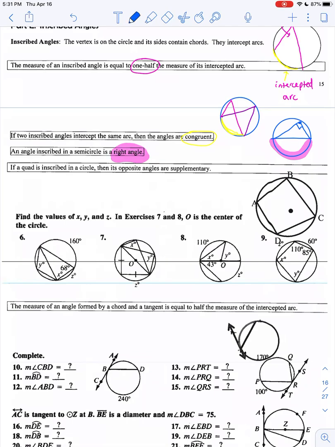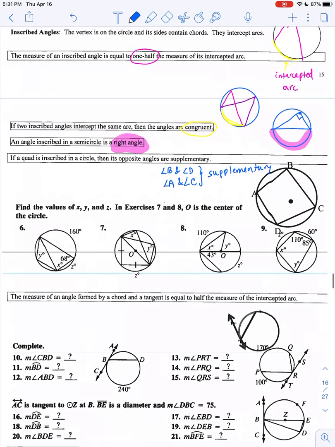Okay, and then lastly, if we have a quadrilateral that is inscribed in the circle, then the opposite angles within the quadrilateral are supplementary. So meaning angle B and angle D, as well as angle A and angle C as the other pair, are supplementary. So now using those properties, I'm going to answer 6 and 7 with you guys and have you do 8 and 9 on your own.